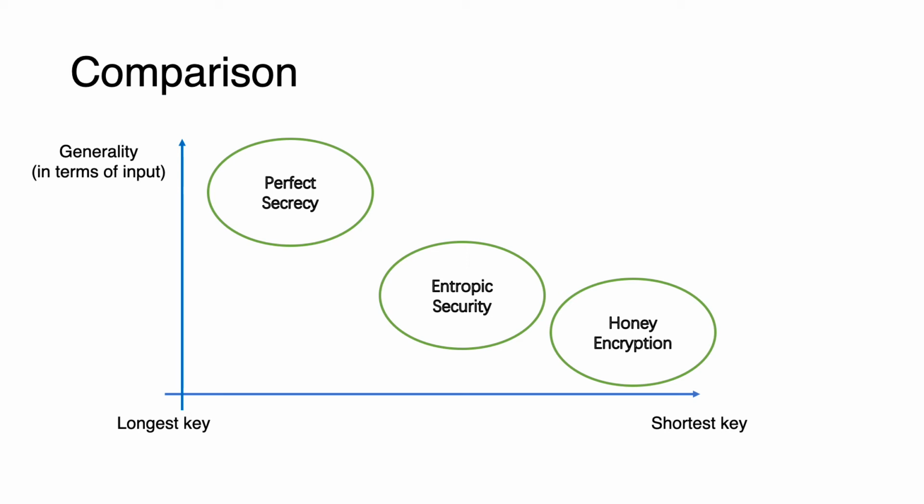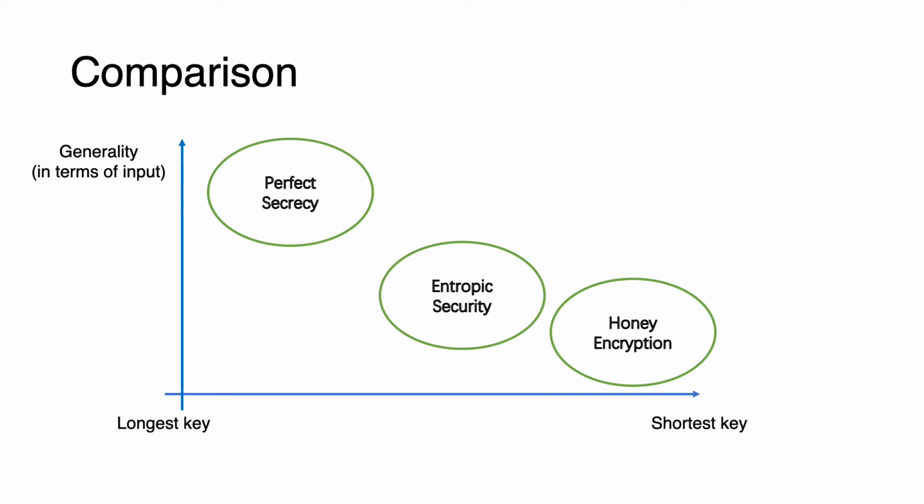Now that we know honey encryption achieves information theoretic security while using a short key, we would like to present a comparison among perfect secrecy, entropic security, and honey encryption. Perfect secrecy is the most general in terms of input. It works for any input distribution, but it also requires the longest key, which is as long as the message.